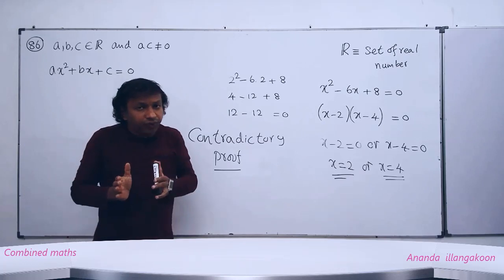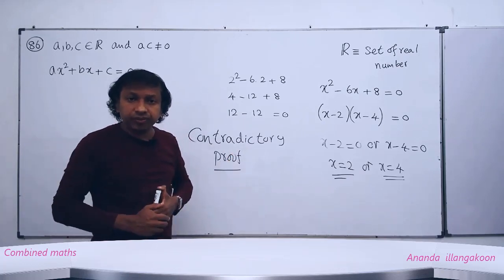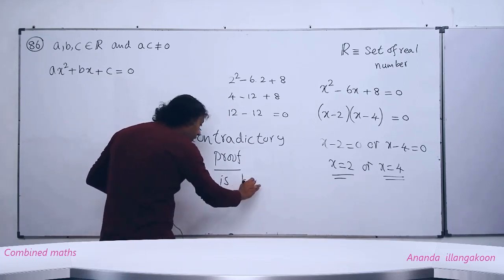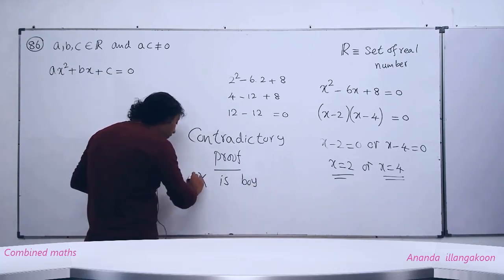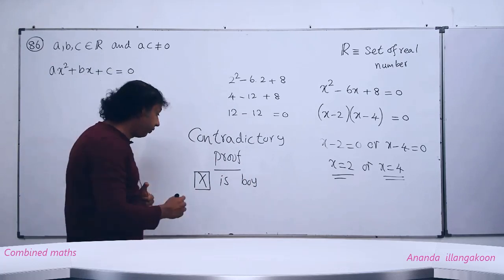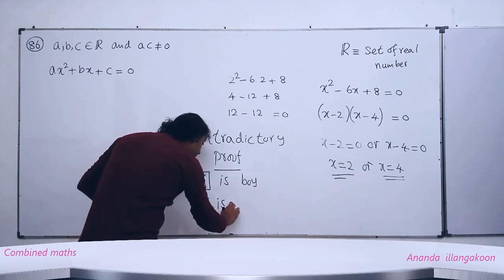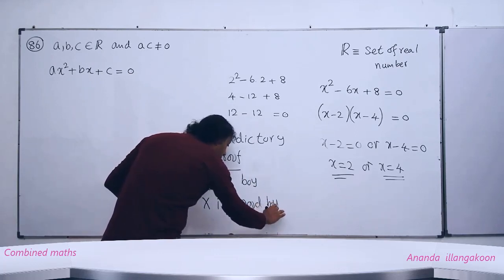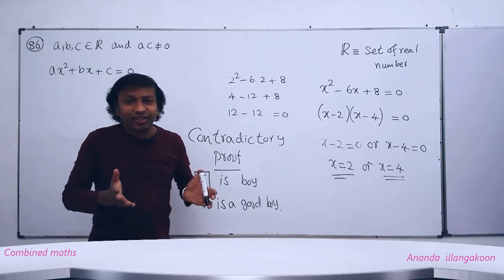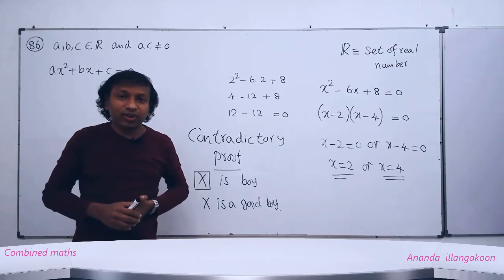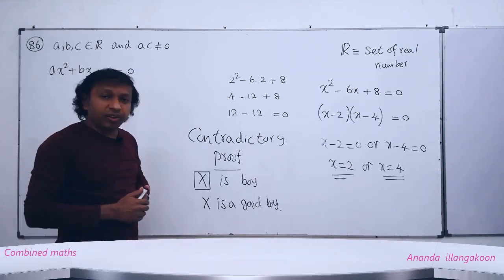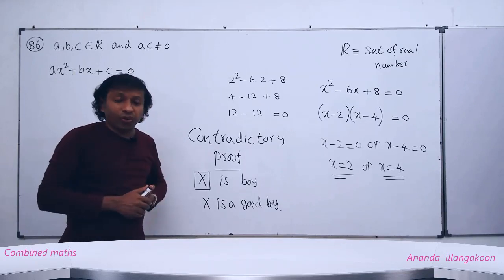Now, this contradictory proof, when we explain it, really in this case, what we have is this. Suppose we need to prove something. Say x is a boy, and we have to prove x is a good boy. In this case, the data we know is x is a boy, to be proved is x is a good boy, no constructions. Now I am going to explain what this contradictory proof is.